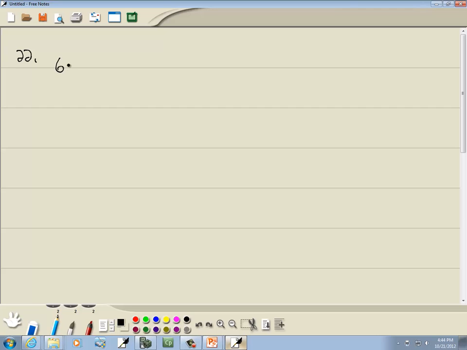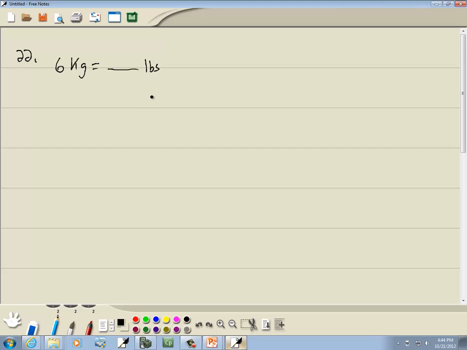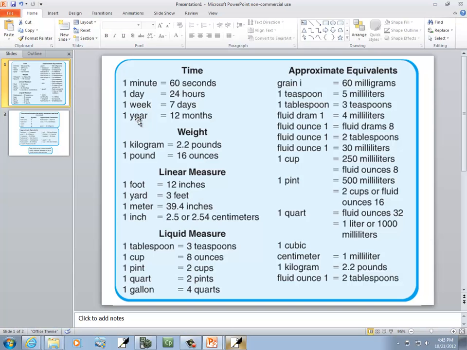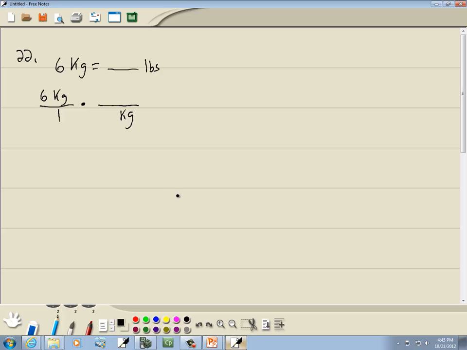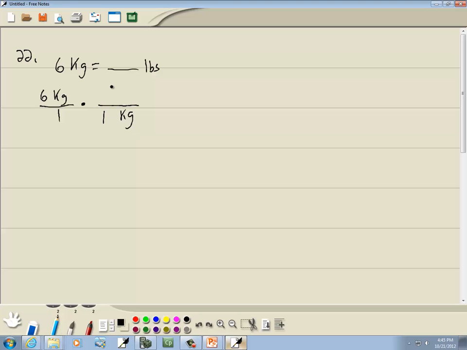6 kilograms is equal to however many pounds. Okay, so dimensional analysis, 6 kilograms goes here over 1. We have kilograms there, then we put kilograms down here. Kilograms to pounds. Here's one. 1 kilogram is 2.2 pounds. So 1 kilogram is 2.2 pounds. Kilograms cancel. 6 times 2.2 gives me 13.2 pounds.